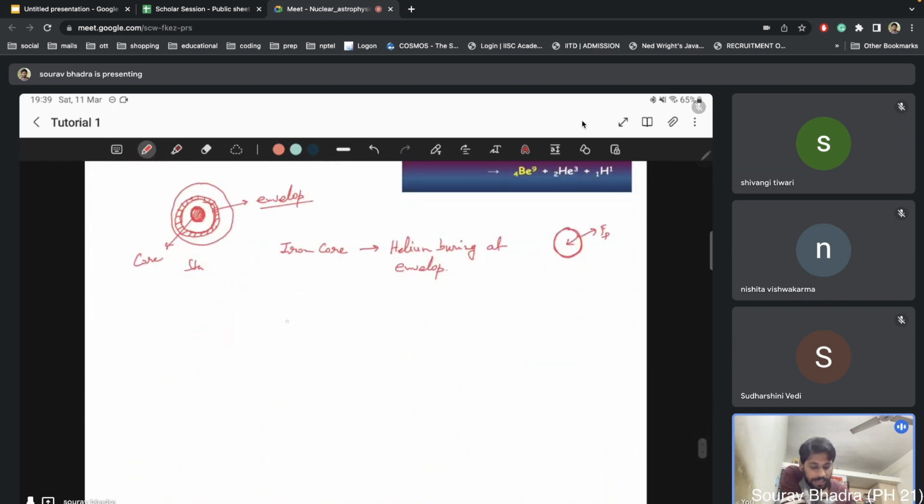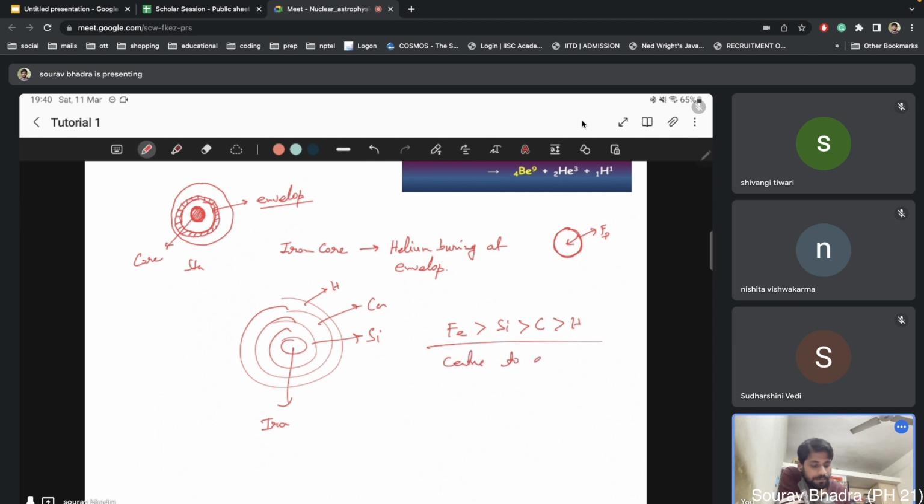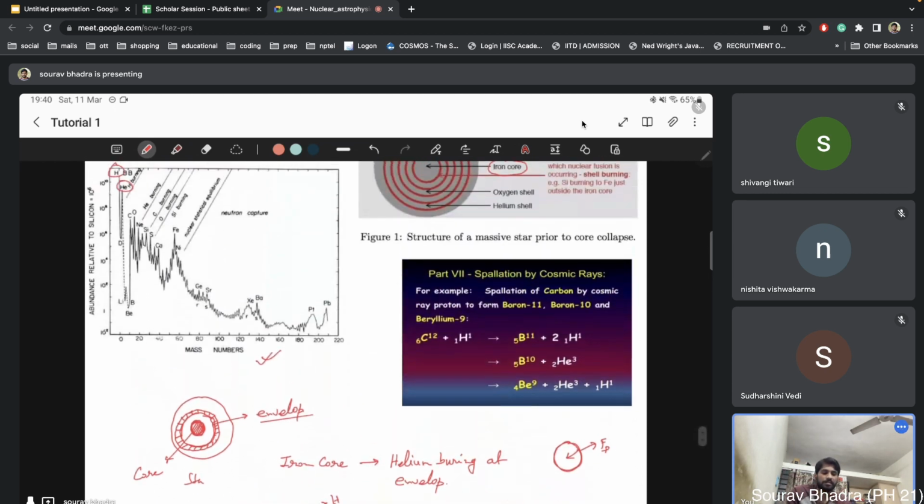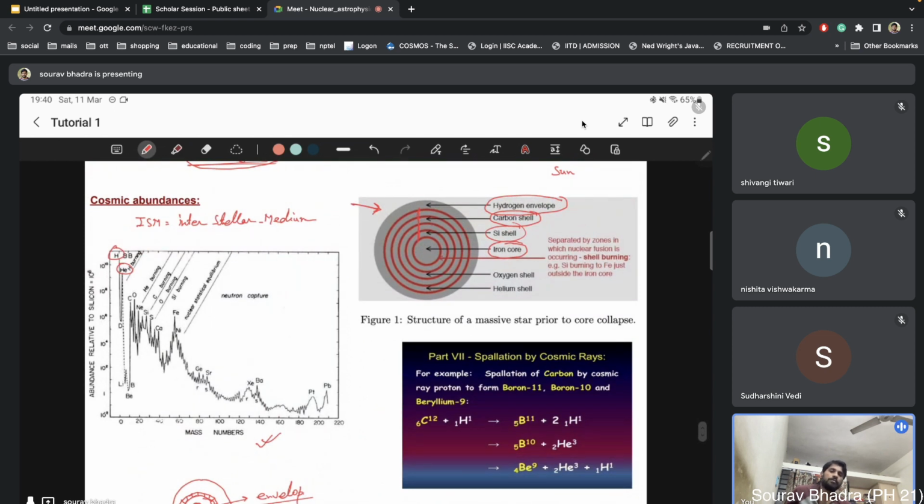If you divide it like so, it has created iron, it has created silicon, it is carbon, it is hydrogen. Whenever you are going from the center towards the envelope, the center has Fe, iron, the higher mass element, then silicon, then carbon, then hydrogen. This is called the shell structure of the star, where different regions are burning different types of elements. Meanwhile there will be oxygen also, helium also.